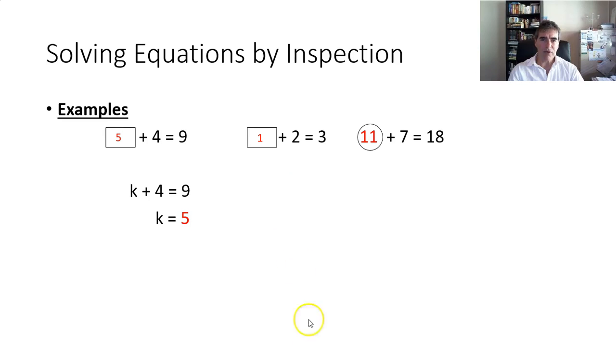And we can take the same approach with these examples over here. So something plus 2 equals 3. What is that something? Well, we just worked out before that that something must be 1. So our m value, our something, was 1. Our k value, our something, was 5. And we'll do another one here. Something plus 7, so v plus 7 equals 18. So what's that something? Well, we worked out before that that something must be 11. So that's how we're looking at solving equations by inspection.